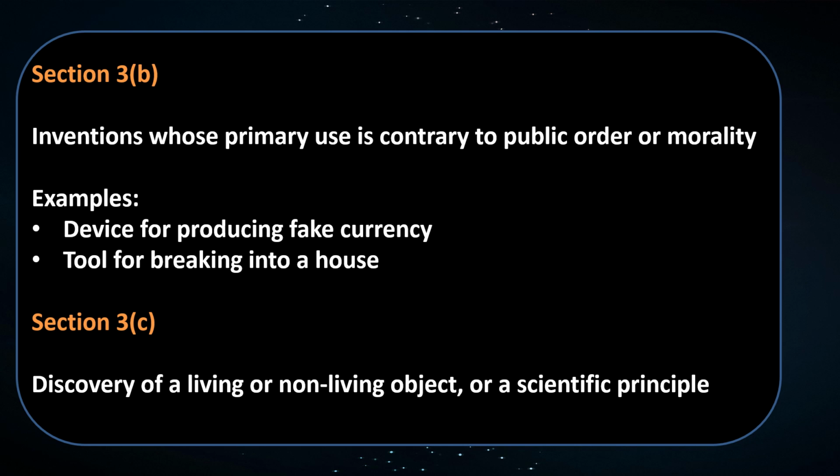The next is section 3C, which is the discovery of a living or non-living object or a scientific principle. This is explanatory in itself, because discovery and invention are two very different things. Invention is something you create, and discovery is something you find out which was already there. You did not invent it, you just found it. So that kind of thing is not patentable.